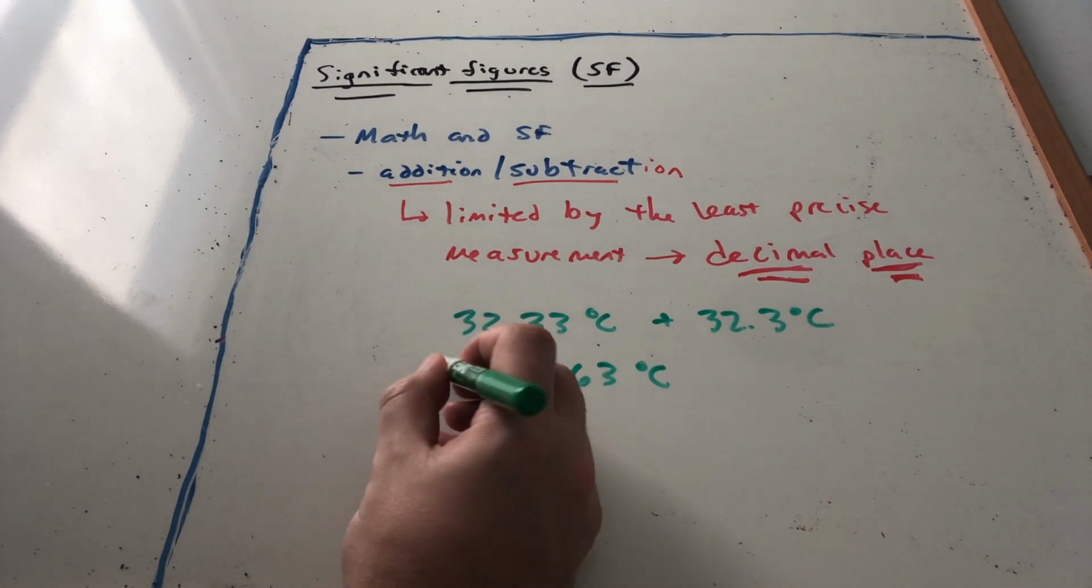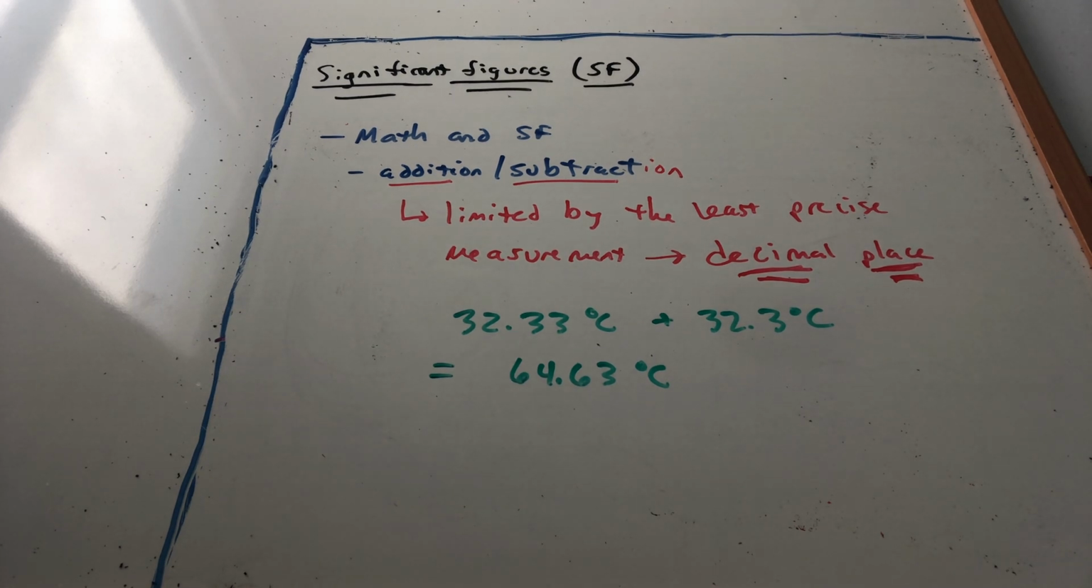So I plug these into my calculator, and what I get is 64.63 degrees Celsius. So that's pretty easy, but now what we have to know is how many significant figures would be in this number. We have to be smarter than our calculator. Our calculator spits this out, and now we have to apply our idea of significant figures to this number. So we ask ourselves, what math did we just do? We did addition and subtraction.